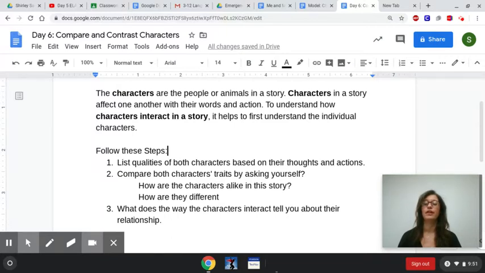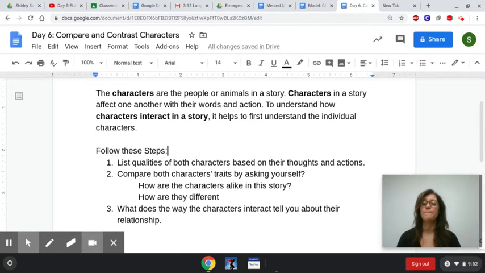1, we're going to list 2 characters. We're going to list their thoughts and their actions. Once we've made our list, we're going to go to step number 2. We're going to ask ourselves 2 questions. How are these characters alike? And how are these characters different? And then number 3, what does the way the characters interact tell you about their relationships?